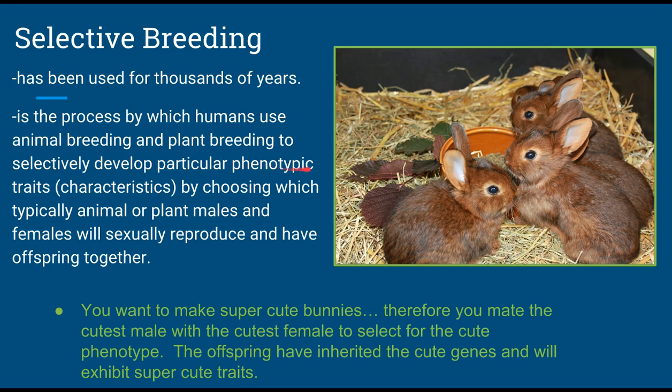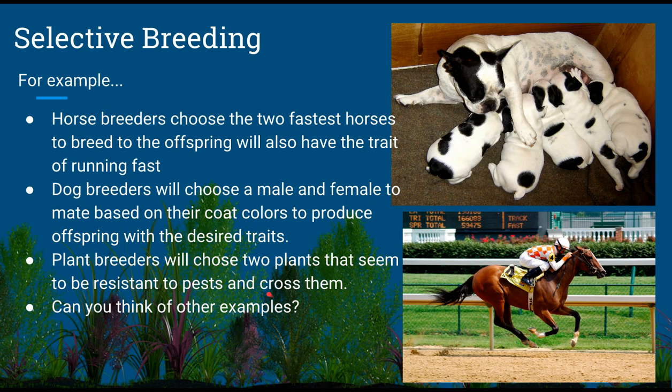develop particular phenotypic traits by choosing which animal or plant males and females will sexually reproduce and have offspring together. So basically, you're choosing the parent plants or parent animals that have the traits that you want to see in the offspring, and you're choosing them specifically and having them mate together. There's my lovely little example, but essentially you're looking at examples like this. Horse breeders, they would choose the 2 fastest horses to breed to get the offspring.